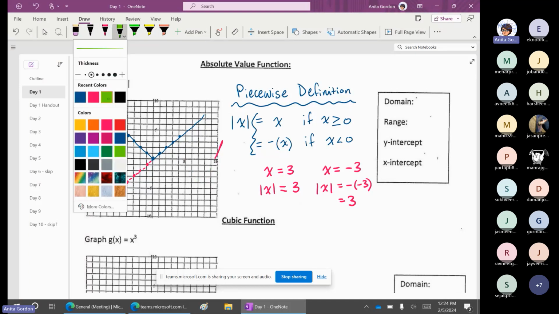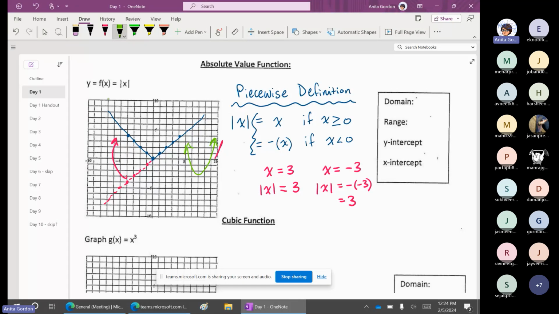Green parabola. The positive parts would stay positive and the negative parts would get flipped up. Okay, so the absolute value function takes anything on the negative side and puts it on the positive side.